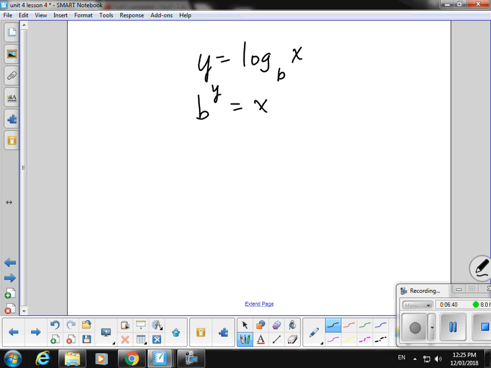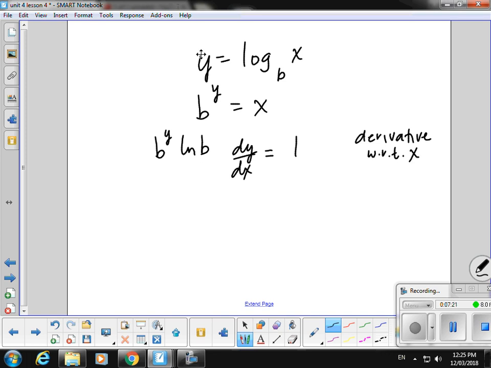So b to the y equals x is an equivalent expression to our original function. I'm going to take the derivative of both sides with respect to x. The derivative of b to the y is b to the y ln b. We did that yesterday. And the letter isn't x, so I've got to adjust for the derivative with respect to x. It's like the guts. And the derivative of x is 1.